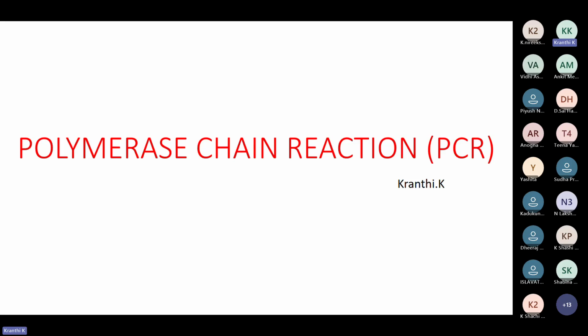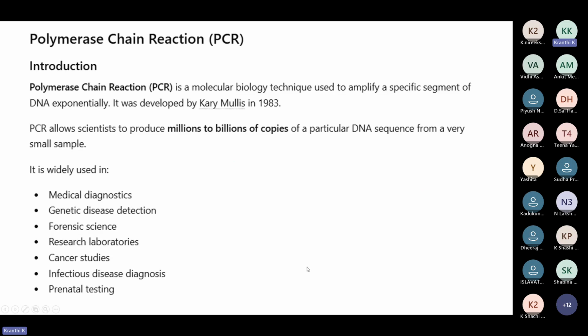That is a polymerase chain reaction. It will keep on creating new DNA. So we also call this artificial gene synthesis, right? Polymerase chain reaction is a molecular biology technique used to amplify a specific segment of DNA. It was developed by Kary Mullis in 1983.